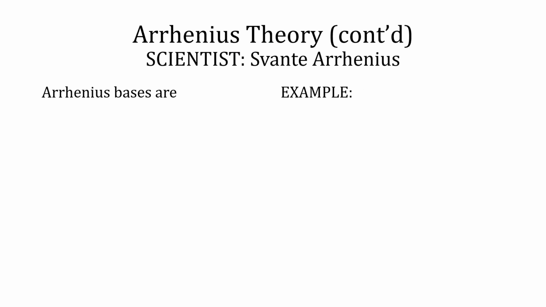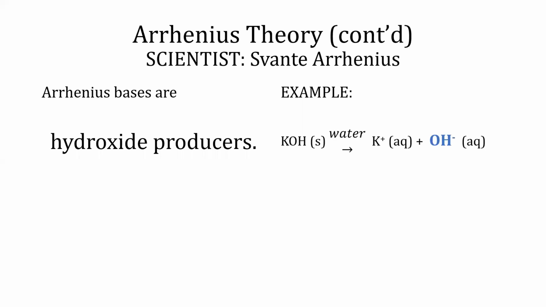Arrhenius bases are hydroxide producers. For example, KOH solid in water produces K+ and OH- ions in aqueous phase.